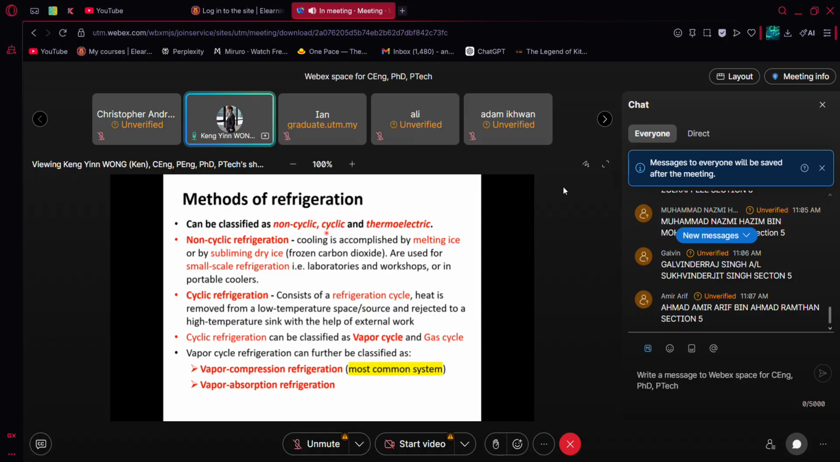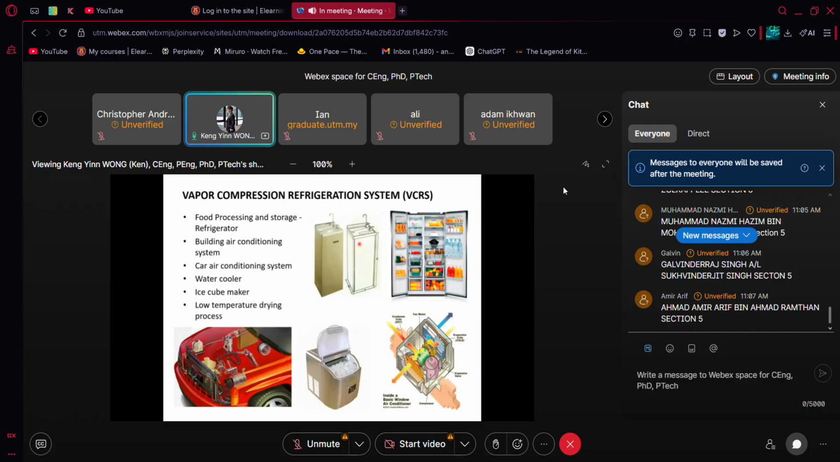Okay, but currently, just know that you're going to have three different types, and cyclic is the one that's commonly used, especially the compression type. Okay, so let me show you. I think you've seen this before, everyone, correct? The water dispenser, you can find it at C25, E07 level 1, and 03 also has it.